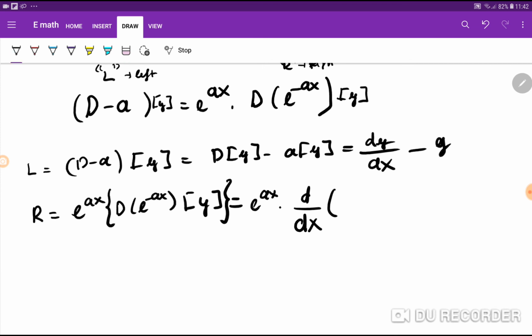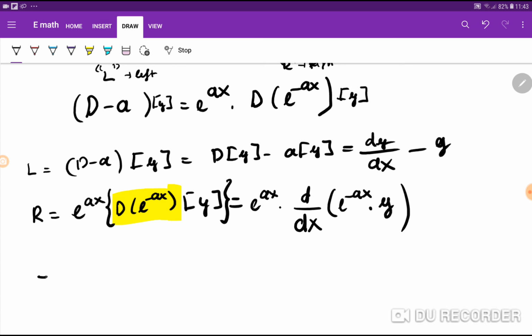So this machine right here, d over dx of e^(negative ax), basically says I will take the derivative with respect to x of e to the power of negative ax times whatever function you give me. In this case it is y. That's what it means. At first I thought you take the derivative of e to the power of negative ax and then you times y, but it's not correct.